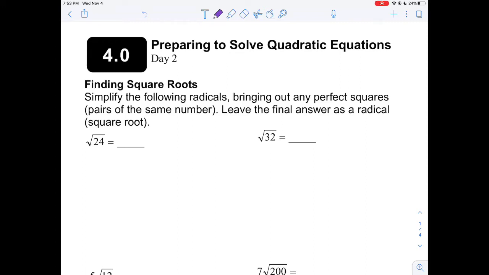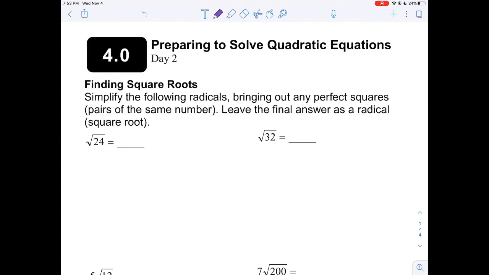Hi everyone, today we're going to continue to talk about some topics that are going to help us to solve quadratic equations. The first is simplifying square roots or radicals. Radical is the actual symbol here. When we're doing a square root, then we can call it a square root, but radical symbols can actually be used for cubed roots, fourth roots, fifth roots, etc., which we will get into next semester. For now, we're doing square roots.